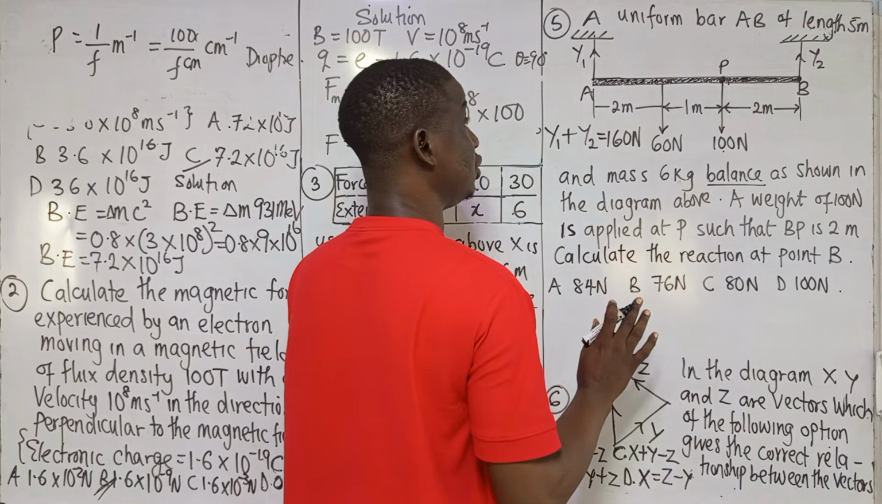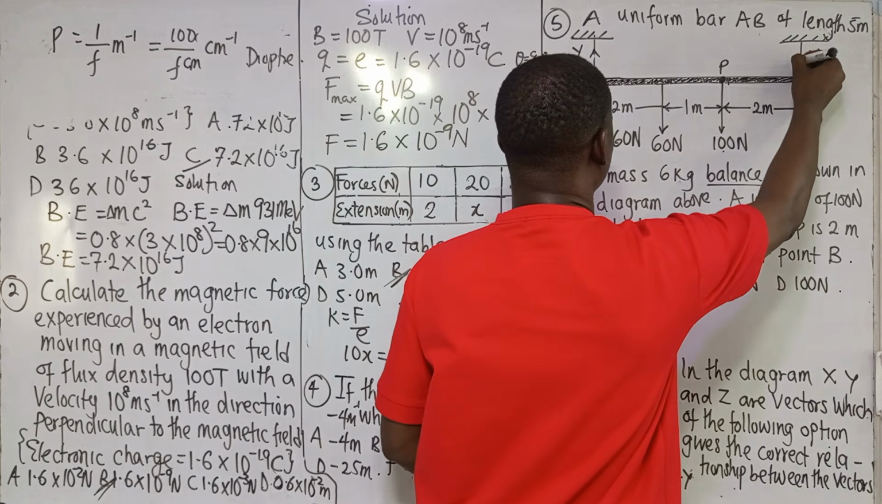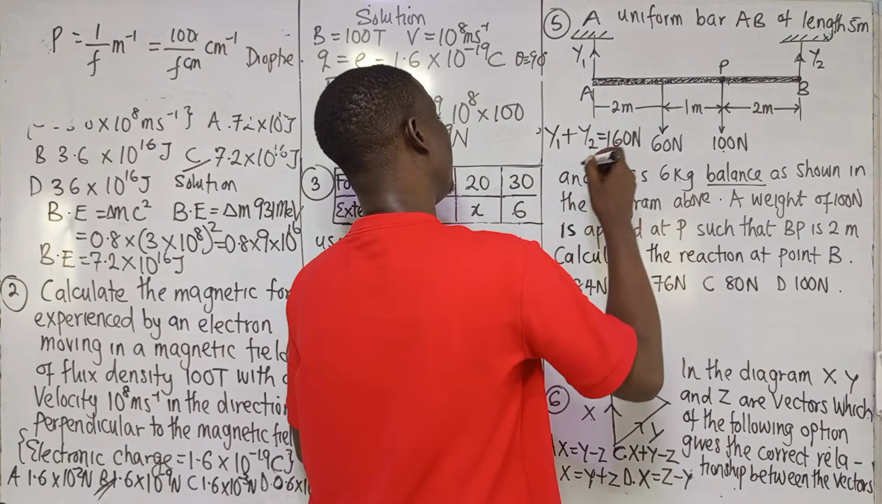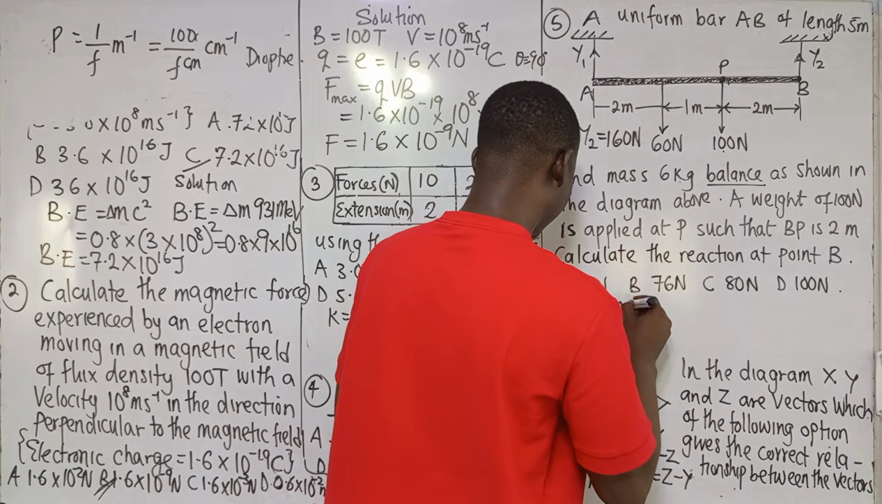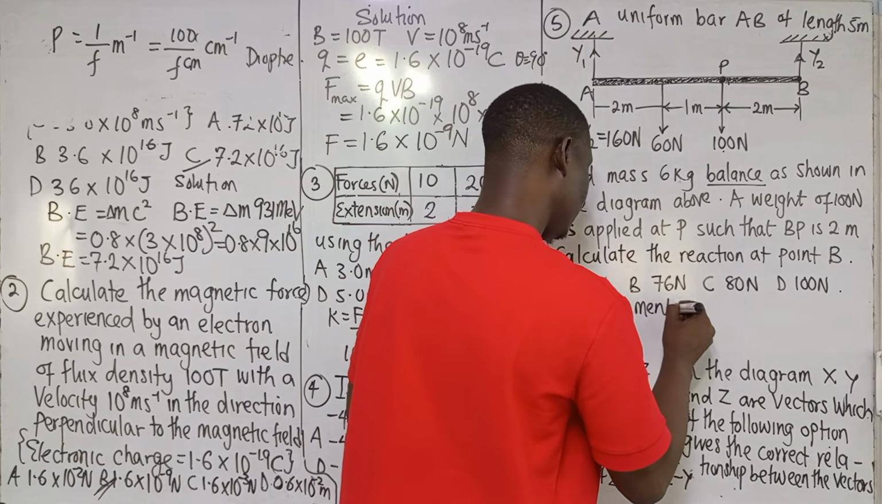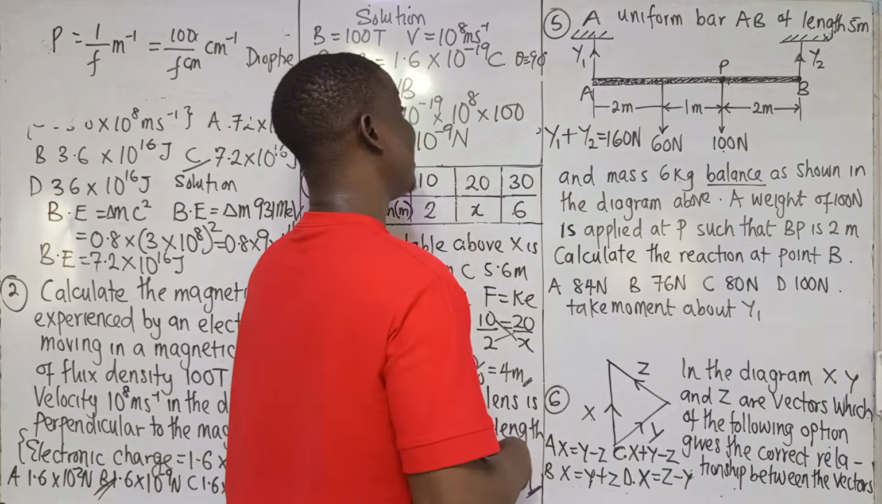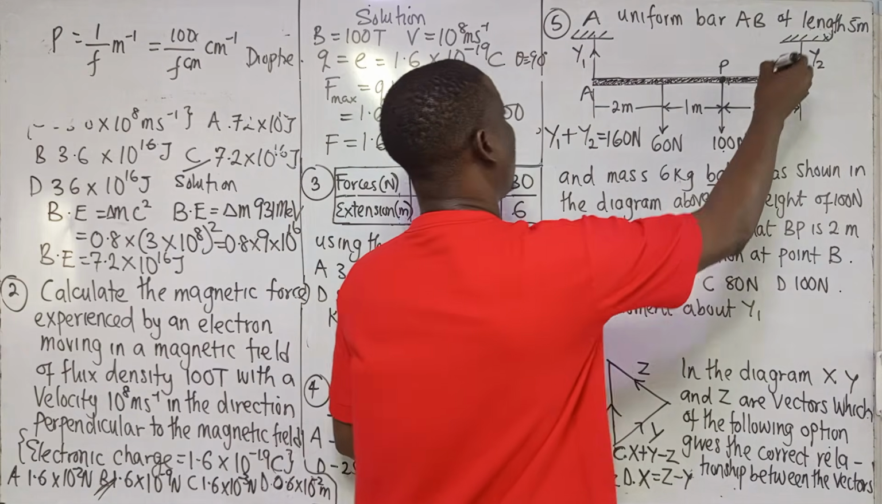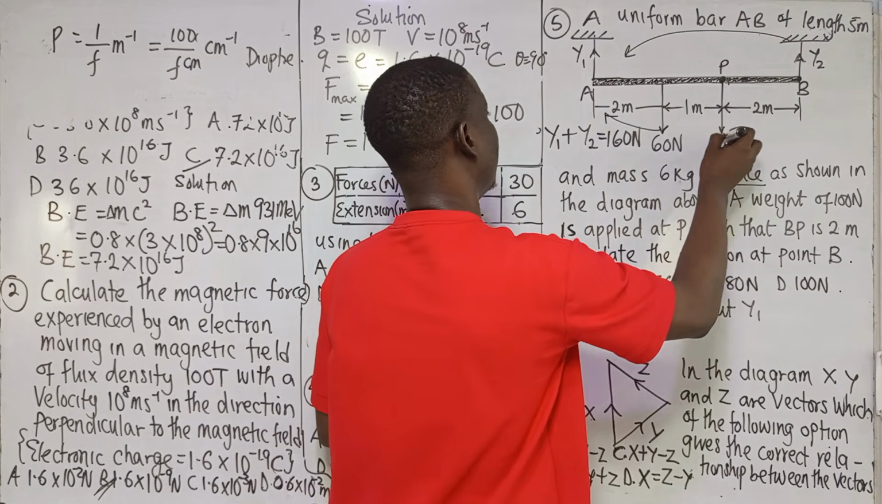Although we are not troubled, you know why? Because we are looking for the reaction force here. There's a reaction here, which is Y2. So if you want to find Y2, take moment about Y1. If you take moment about Y1, it means that all the forces will now be focusing on this one. This one will move here. This one will move here.